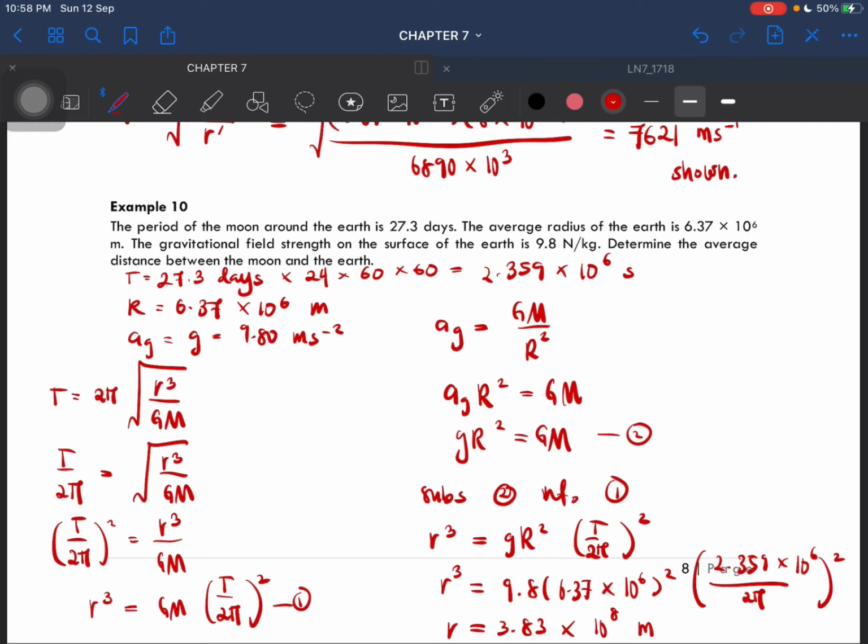Okay, so basically what we are trying to do in this question is to find the distance, which is r. But if we are only using this equation, we do not know the value of M because the mass is not given. So we have to use another formula in order for us to calculate the average distance. Alright, so that is the solution for example number 10.